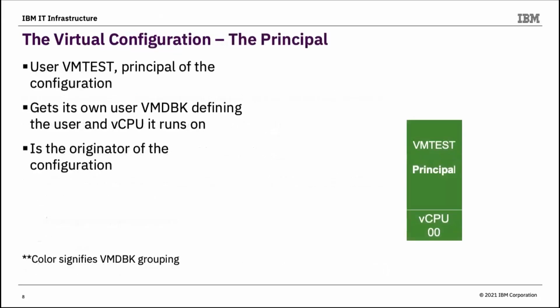So a visual representation of this. Here's our principal user. Its user ID is vmtest. It's running on vCPU 0. And in this case, the green, and you'll soon see other colors, will signify a VMD block that has been created. So here we see the cheese stands alone. We have our principal. It's running on its CPU. It's the originator. Nothing else going on just yet.